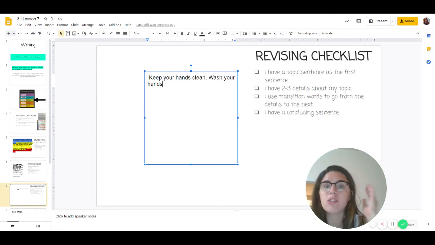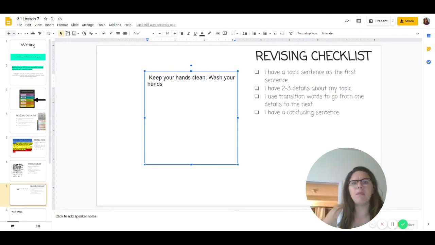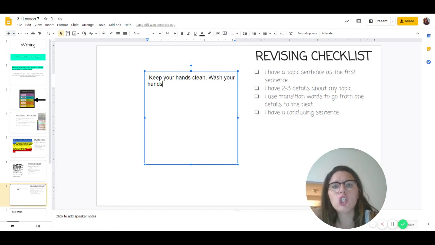And boys and girls, I saw a lot of you wrote things like this on your independent work. And I was like, wait, first, this does not look like a paragraph. We know a paragraph should have at least four sentences and even five for this one. So right away, this just looks like two sentences. But let's see. They write, keep your hands clean, wash your hands. Do they have a topic sentence? No, they don't tell us what this is going to be about. So I'm going to go ahead and not put a check.